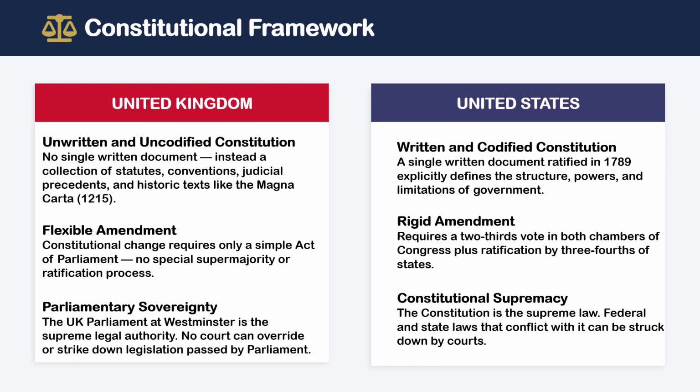Let's understand the difference between the United Kingdom and the United States in terms of their constitutional framework. Number one, the Constitution of the United Kingdom is unwritten and uncodified. When we say unwritten, we mean that there is no accurate and compact document that can be referred to as the British Constitution. The main reason for this is that the Constitution of the UK is founded on customs and political traditions that are not codified in any text.